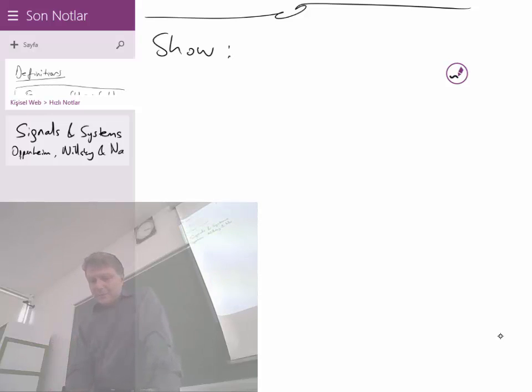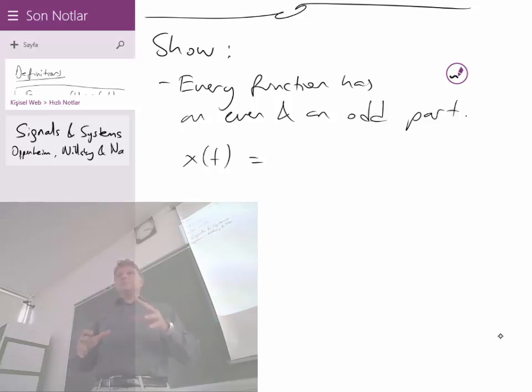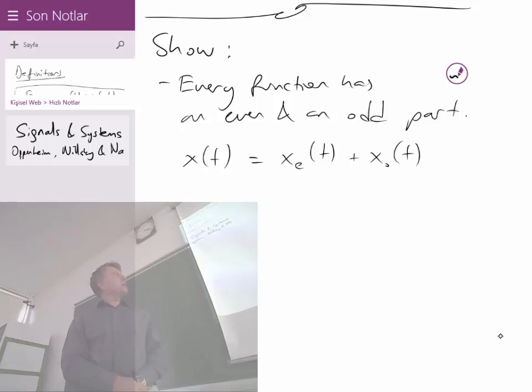Okay? Show that every function has an even and an odd part. Now this is very, very important for the analysis that we will do in the future, like the Fourier analysis. Well, and what do we mean by that? Every function has an even and an odd part. It is telling me that every x of t, whatever it is, it may be periodic, it may be garbage, whatever you can think of. But I promise that every function is composed of the summation of these two functions, xe of t plus xo of t. The first one is an even function, the second one is an odd function. You can decompose, split every signal into even and odd parts.